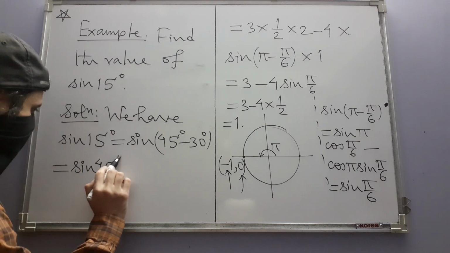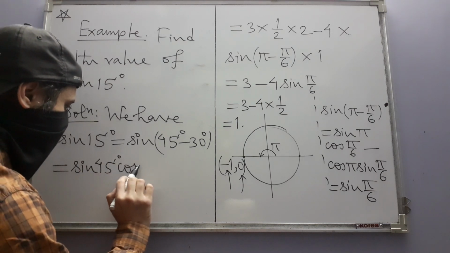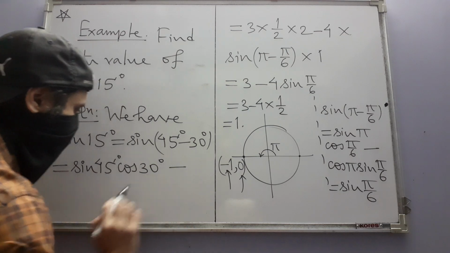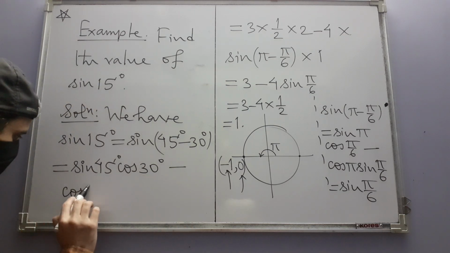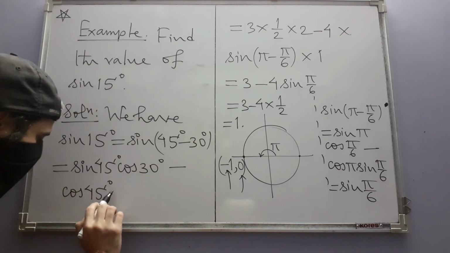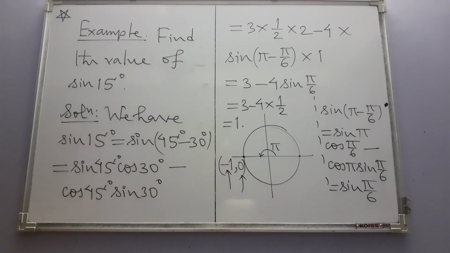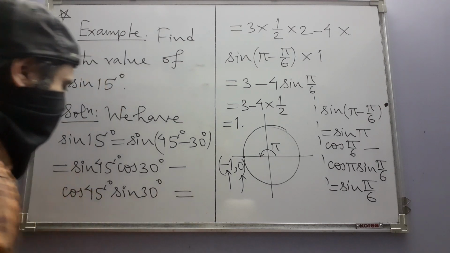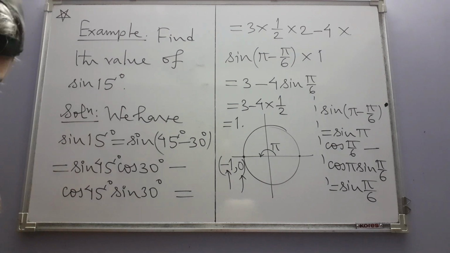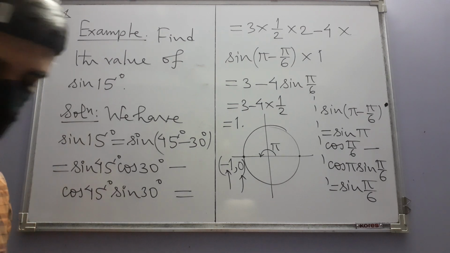Sin 45 degree cos 30 degree minus cos 45 degree sin 30 degree. So now you have to recall old values, school values.